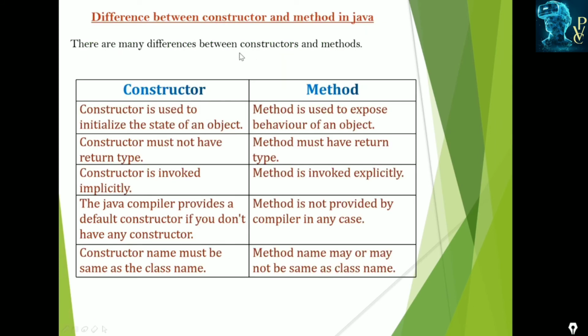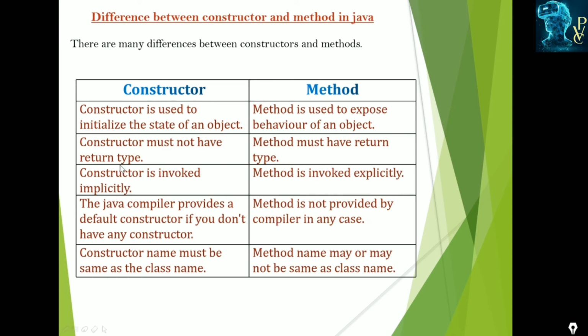Okay, the difference between the constructor and method. Method and constructor are the same, but what are the differences? Constructor is used to initialize the state of an object, and method is used to expose the behavior of an object. To expose the behavior of the object, we can specify the methods, and to initialize the objects and their properties, we can use the constructor.